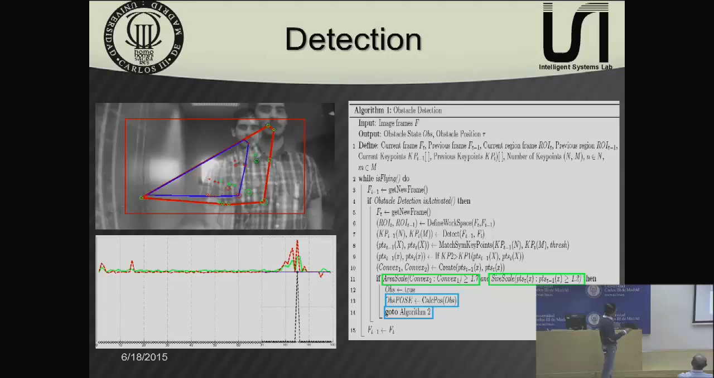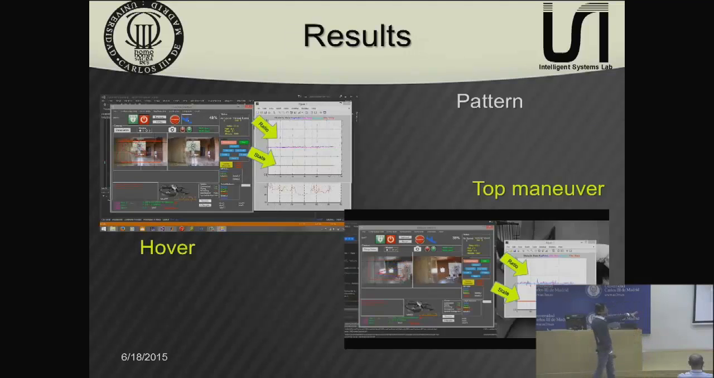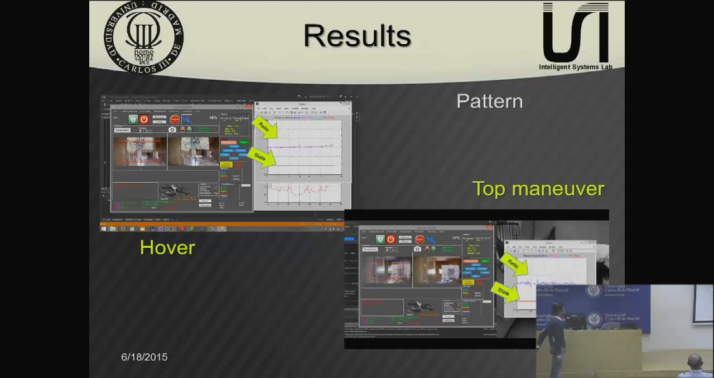This is what we can see here, detecting the obstacle. We take the position and go to algorithm 2, which is the avoidance algorithm. Let's see some results here.